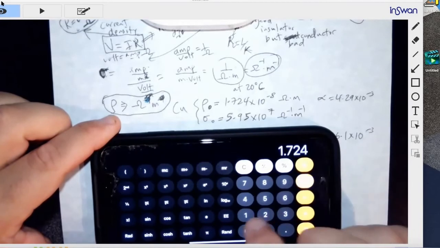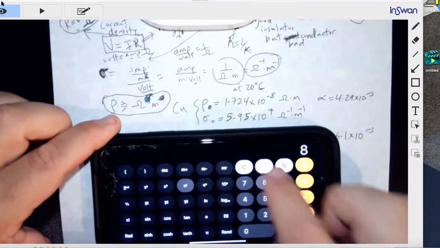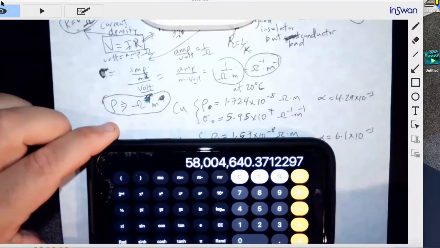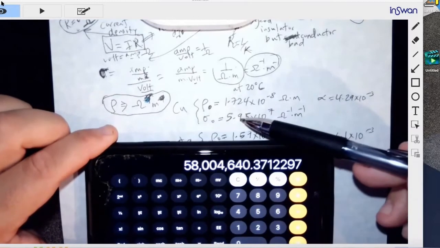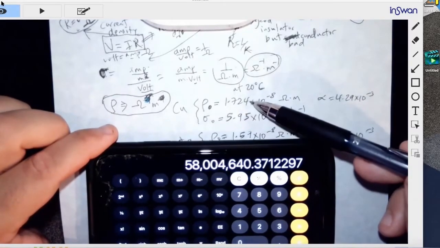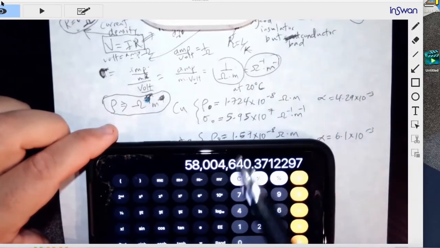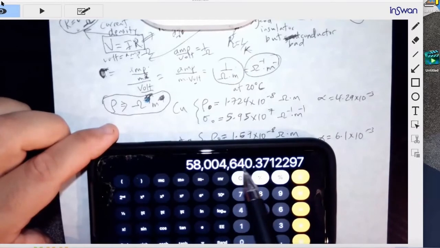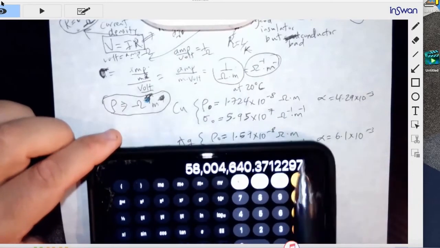1.724 times 10 to the power negative 8, and reciprocal, then you should get this. Oh, it's not quite coming out. Because that should be simply the reciprocal of that. But let's see. Maybe it's rounded. Yeah, it could be that it's rounded. Then you have here 3, 6, 7. So in terms of the power of 10, it does come out.